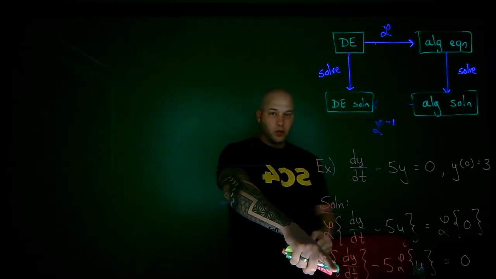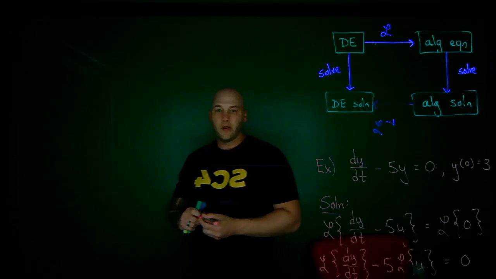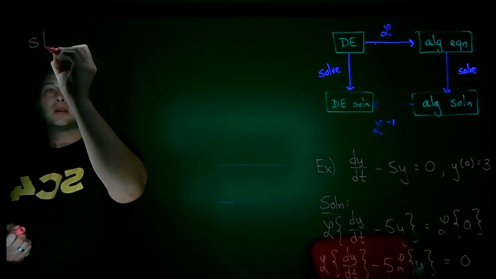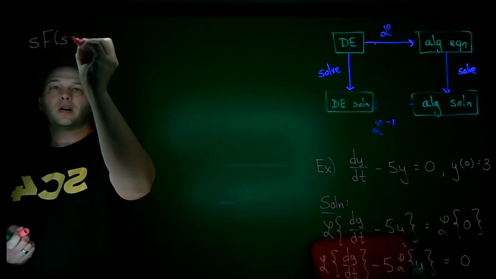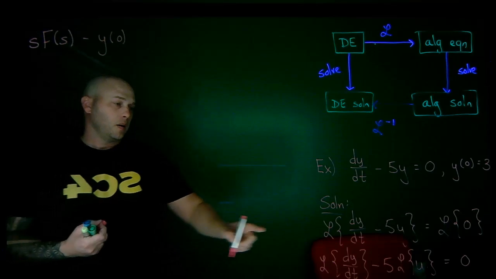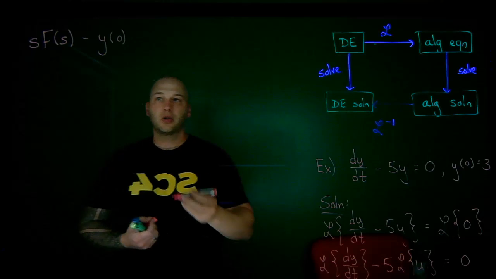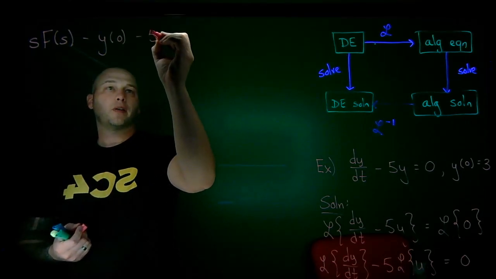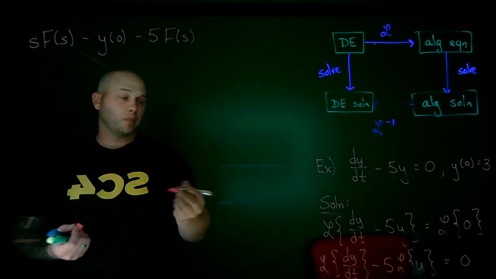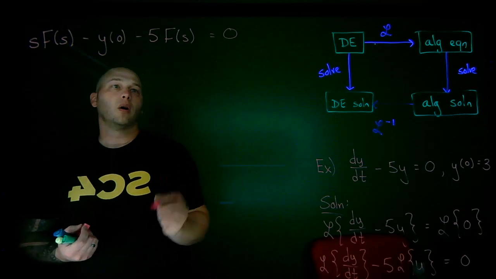All right, now let's use the result that we had just discussed at the very beginning of what the Laplace transform of a derivative is. Remember, that's the variable s times the transform of the unknown function minus the initial value of the unknown function, and then minus 5 times the Laplace transform of the unknown function, so this would be minus 5 capital F. Remember, capital F is the Laplace transform of the lowercase function f, and this is equal to 0.